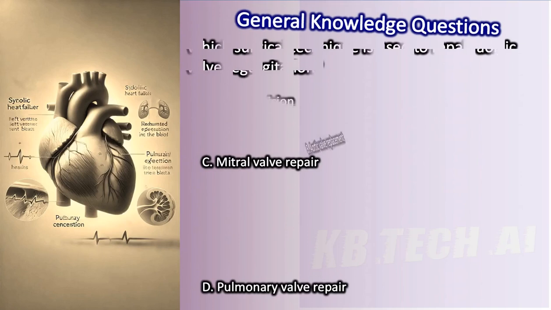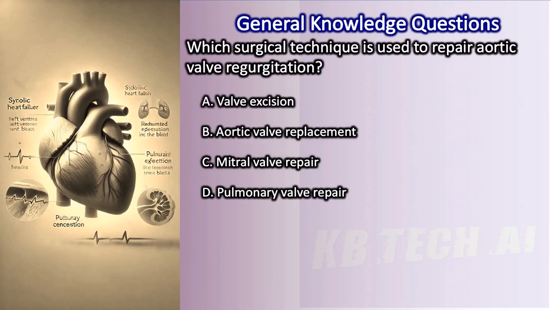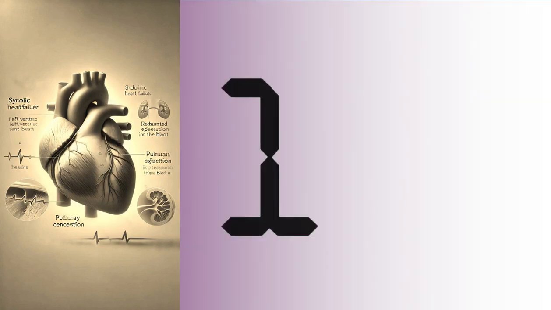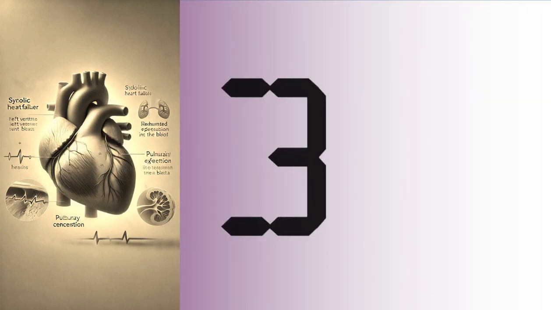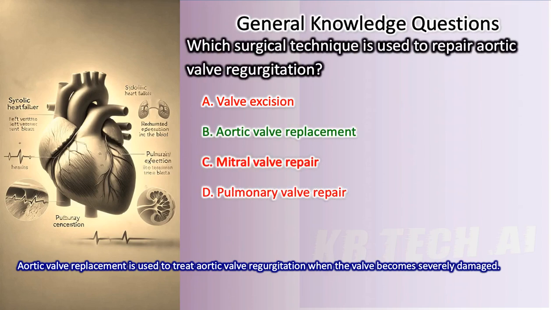Edema. Which surgical technique is used to repair aortic valve regurgitation? Option 1, valve excision. Option 2, aortic valve replacement. Option 3, mitral valve repair. Option 4, pulmonary valve repair. The answer is option 2.